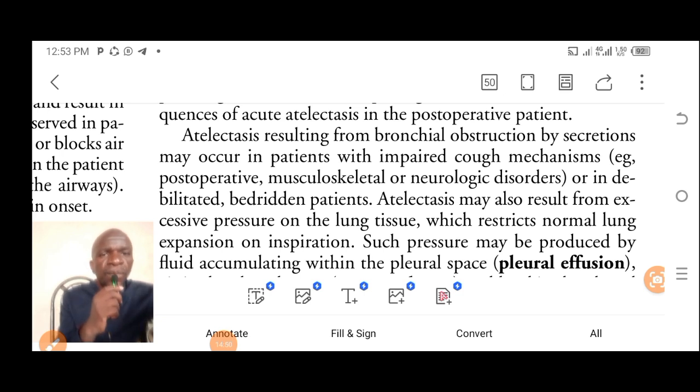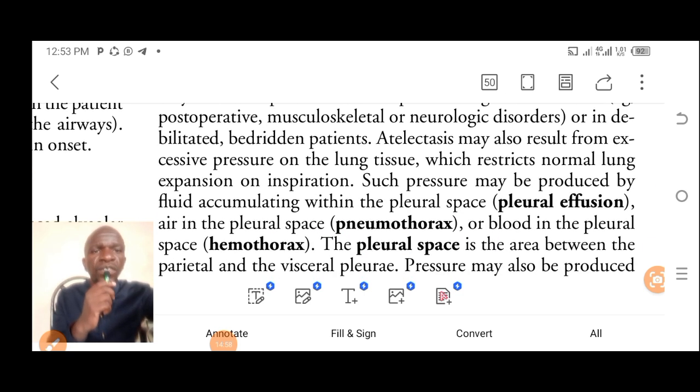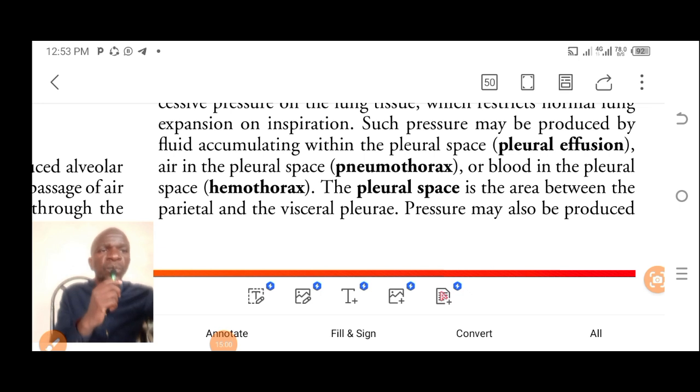Atelectasis may also result from excessive pressure on the lung tissue, which restricts normal lung expansion on inspiration. Such pressure may be produced by fluid accumulating in the pleural space, for example, pleural effusion, which is accumulation of excess fluid in the pleural space, right? Then we can have hemothorax, which is blood in the pleural space, and also pneumothorax, which is air in the pleural space.